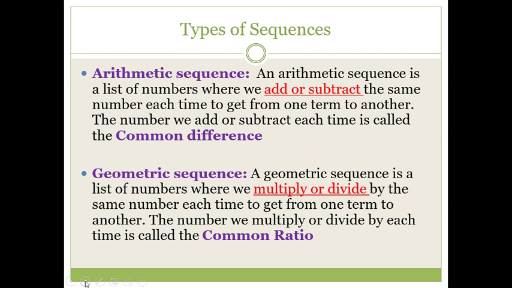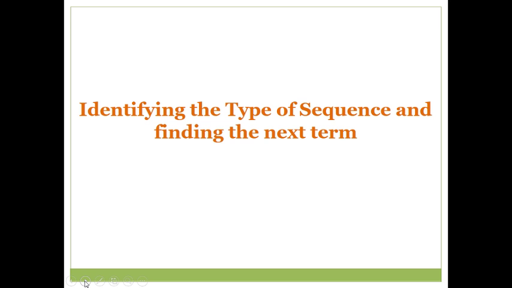The other type of sequence we're going to talk about is called the geometric sequence. A geometric sequence is a list of numbers where we multiply or divide by the same number each time to get from one term to the next. And the number that we multiply or divide by each time is called the common ratio.